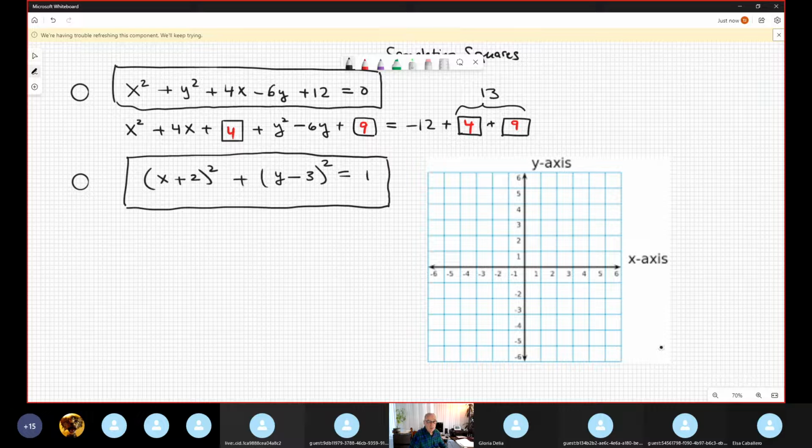Okay, so now I need to determine the center. Looking at the standard equation, I determine the center and the radius. Who can help me with this? What is the center of this circle? Look at this equation. 2 and minus 3. Say again? 2 and minus 3. Same mistake.